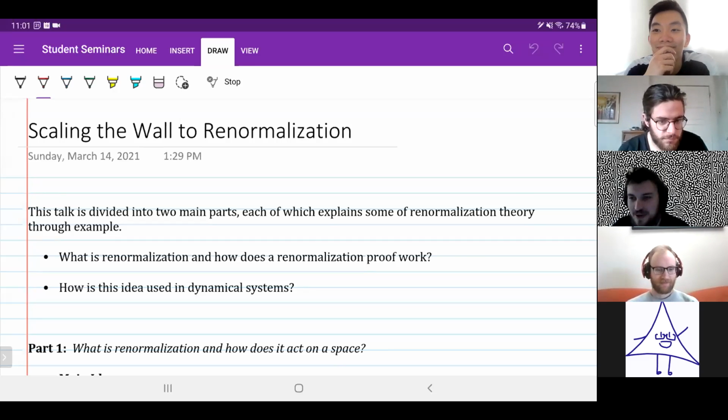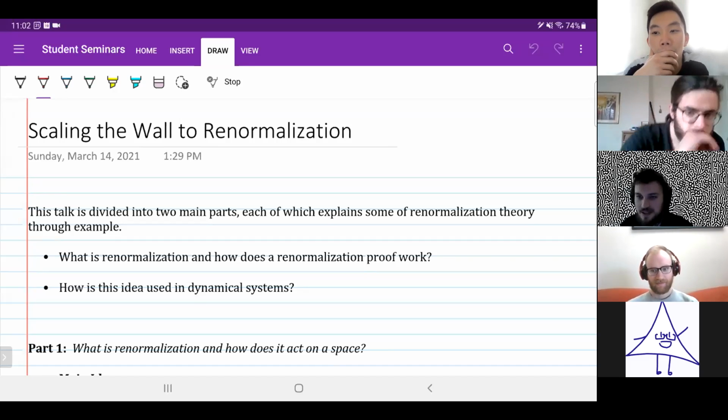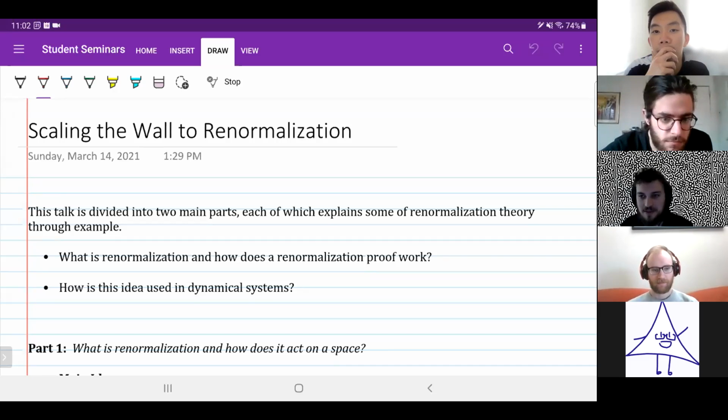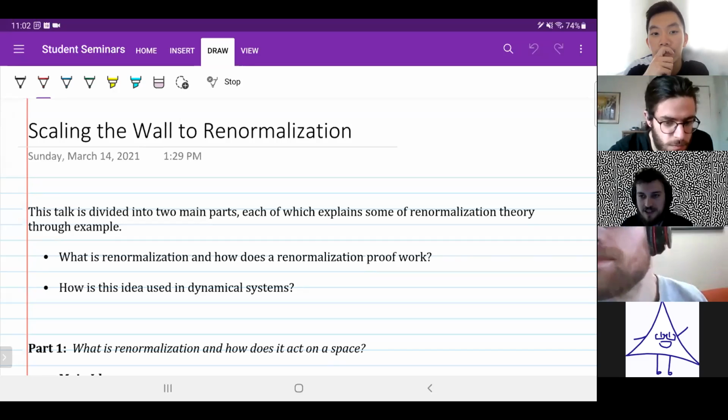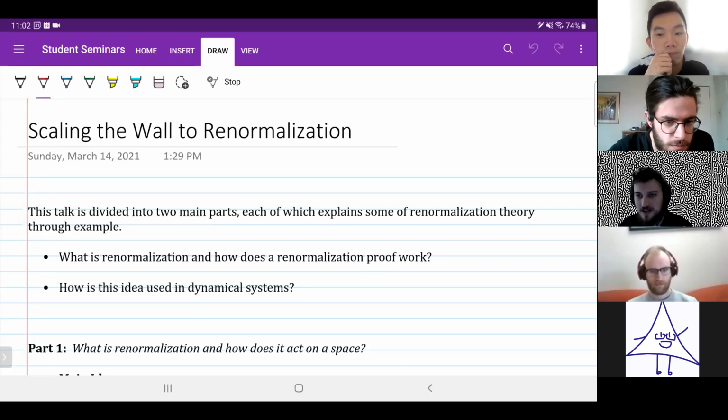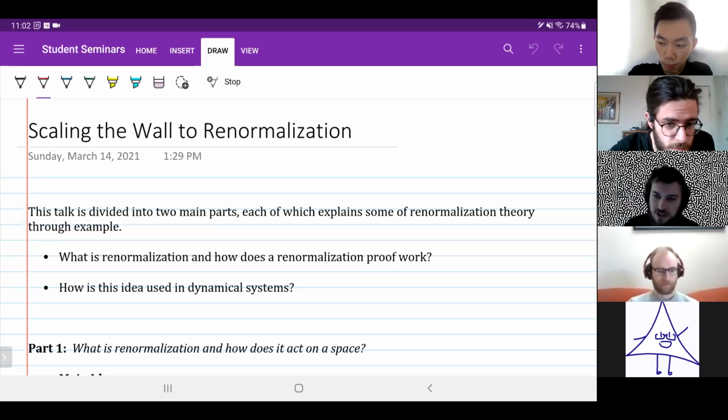Hey, everyone. So I'm excited to talk about renormalization today. It's a topic I'm really interested in, so I think it'll be interesting to share. Renormalization is an idea that pops up in a lot of different guises in a lot of different parts of math and physics. So in the first part of the talk, I'll talk a little bit about what renormalization is, what it means for it to act on a space, how a proof using it actually works, and what it has to do with self-similarity. And then from there, I'll spend most of the time of the talk discussing how it relates to the dynamics in the circle map case. So dynamics of maps of the circle.